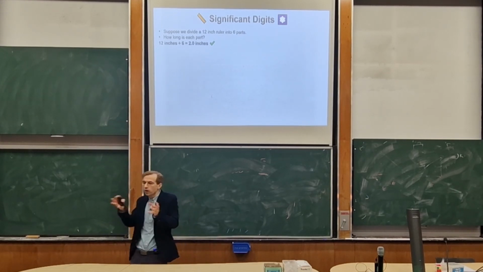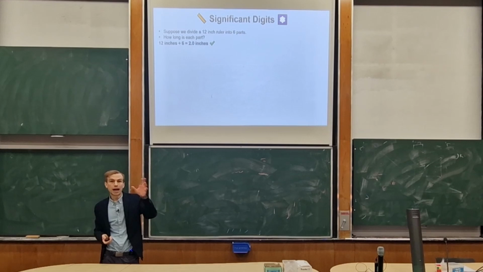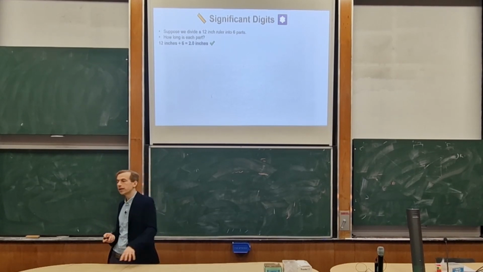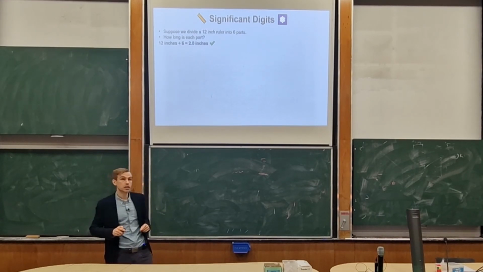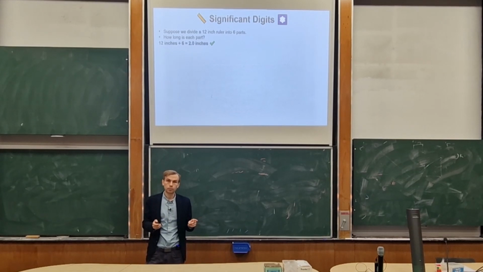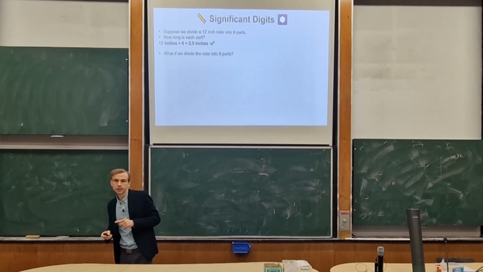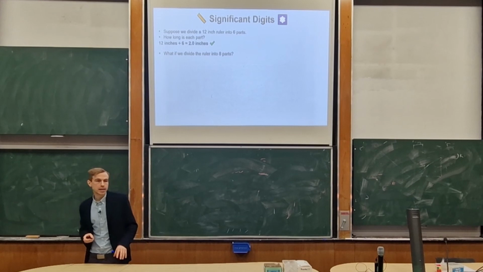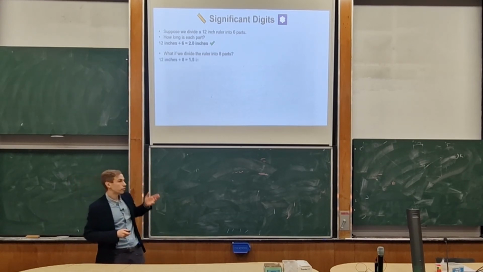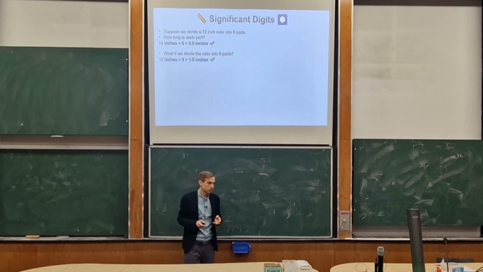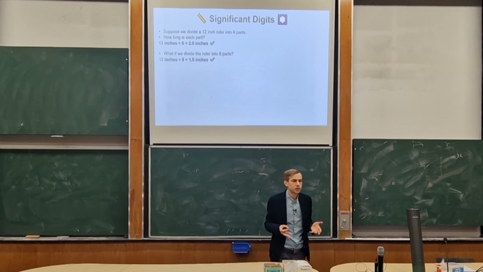Suppose your boss says, oh, no, I don't want 6 pieces. I want 8 pieces. Divide the 12-inch ruler into 8 pieces. How long is each piece going to be now? It's a slightly more interesting calculation. 12 divided by 8 is 1.5 inches. That still seems reasonable.